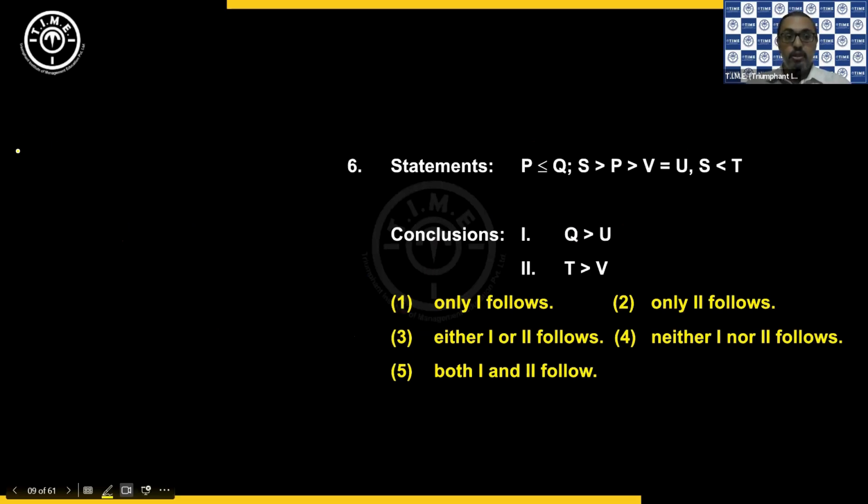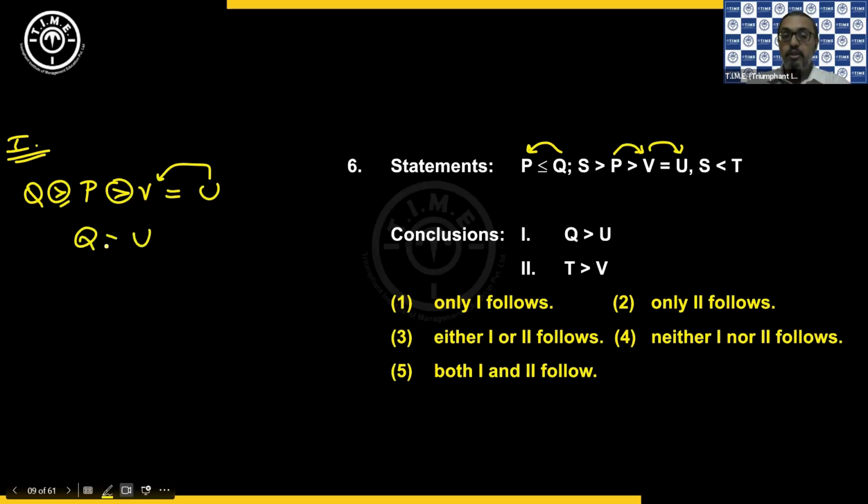Next. So conclusion 1, I have it between Q and U. So I have here from Q to P in the reverse direction. So I get Q greater than or equals P. Then P to V and V to U. So greater than, V equals U. So equal to is simply to replace the alphabet V with U, and for the remaining greater than is common. So that means between Q and U, you will definitely have greater than, which is a match. So 1 follows.